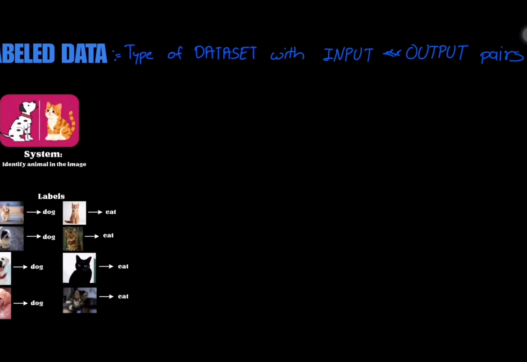To understand it with an example, let's say I want to create a machine learning model that can identify if there is a dog or a cat present in the image. For that, first I will have to have a data set. Here I have the labeled data set, where I have many images of dogs and many images of cats with the label dog or cat. So these are my labels. This is an example of labeled data.